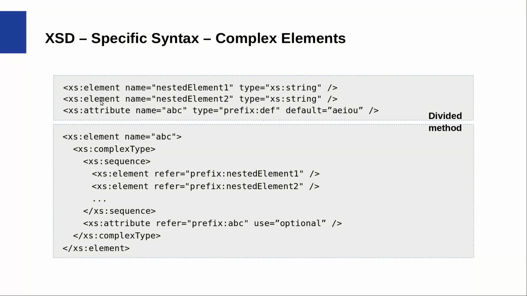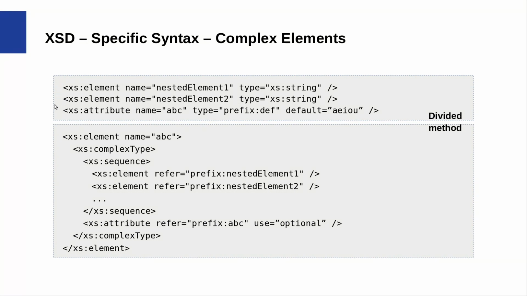name nested element 1, and xs:element, name nested element 2. And we're setting the type xs:string on both. Then we are declaring also globally the attribute with a name ABC, for example. And we're setting the type of the attribute to be a certain prefix colon df with the default being anything.